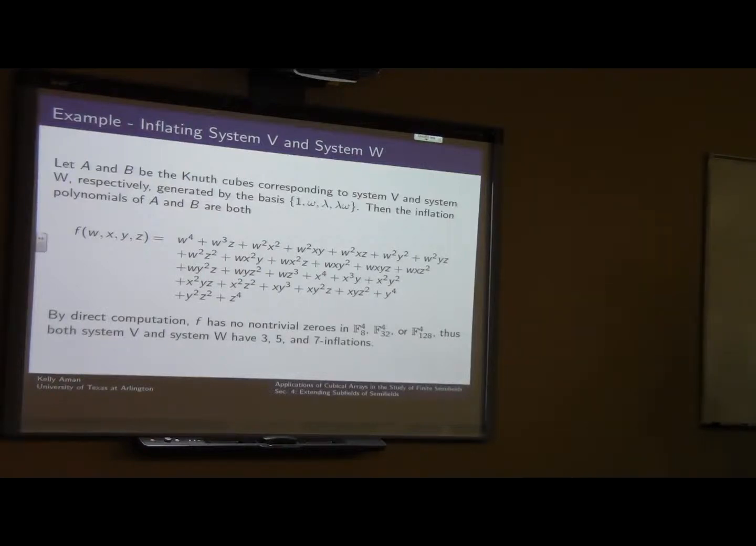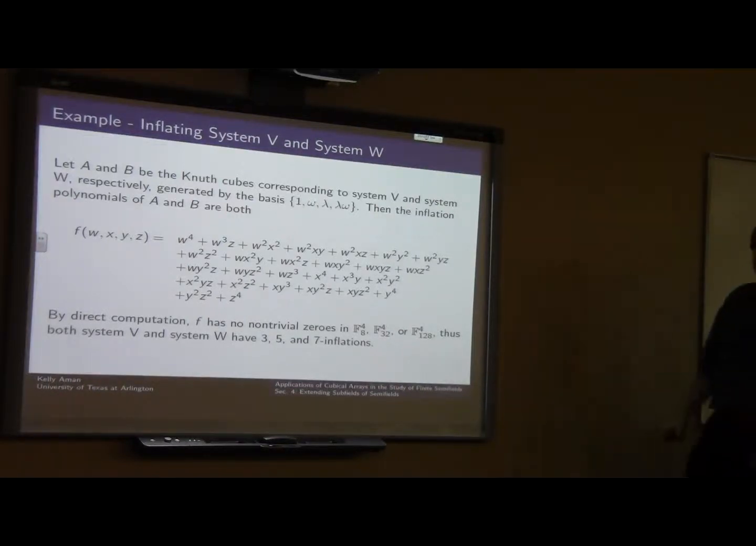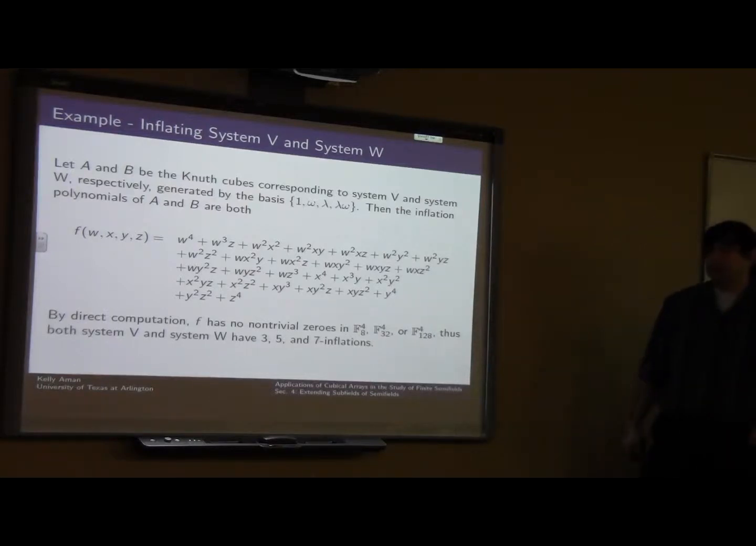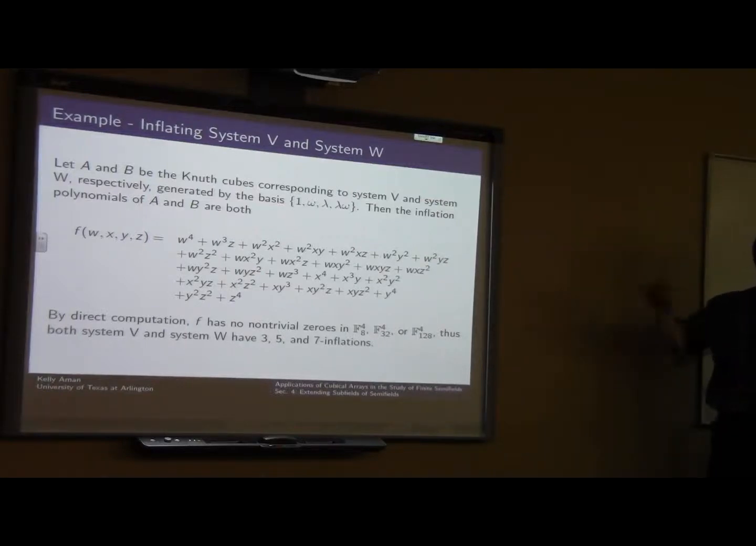We don't need left zeros or right zeros. No, this is just a normal polynomial over a normal finite field. Yes. And that's the other nice thing about cubical arrays: everything in them lives in a finite field. So when we create this inflation polynomial, this is all in a finite field. Did you use Mathematica or Magma? I used Mathematica. Actually, I think for this I used GAP, because Mathematica had a hard time dealing with polynomials with this many variables, all from a finite field.